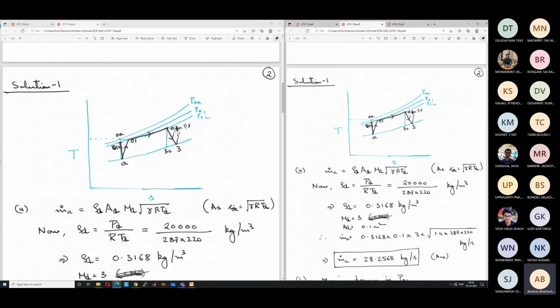And this stagnation temperature at 0.3 still remains the same as at 0.2. Even though there is frictional loss, only the static temperature and the velocity change, so the kinetic energy changes. So stagnation temperature T03 is equal to T02. So they are on the same line.